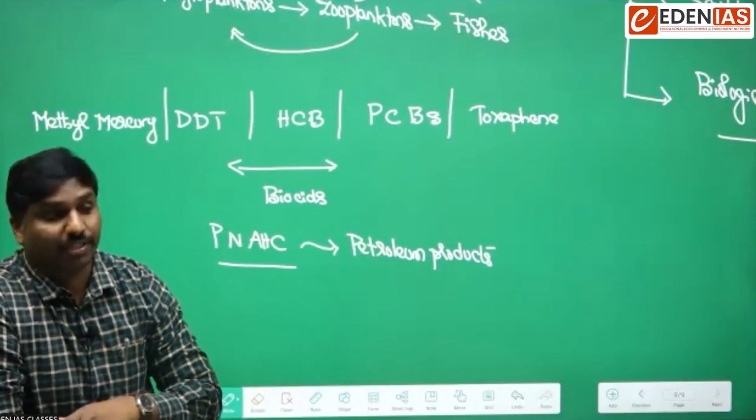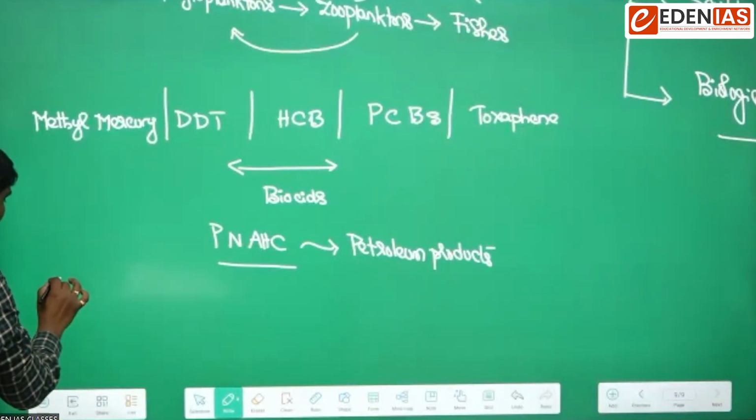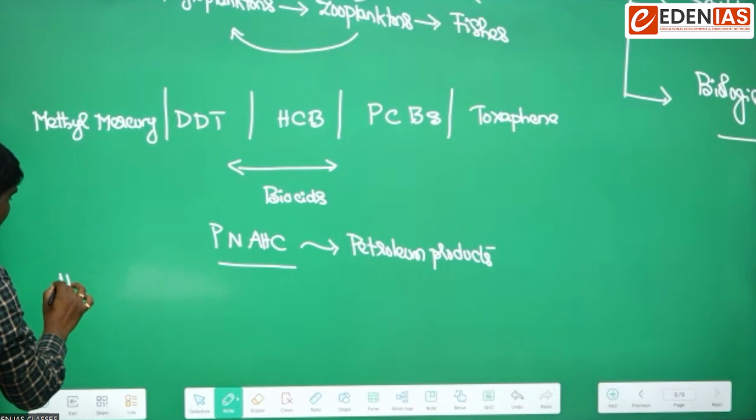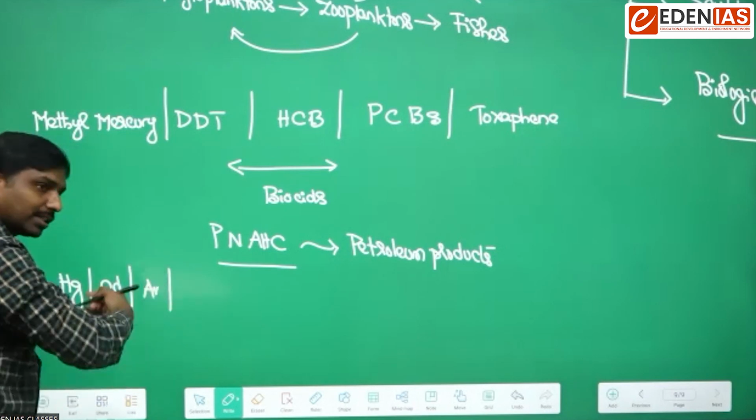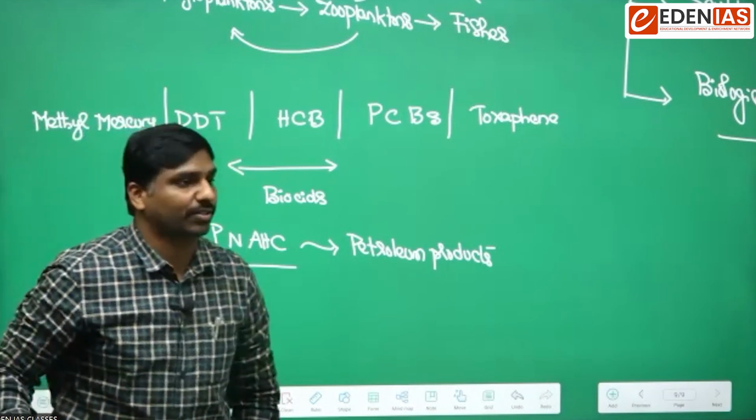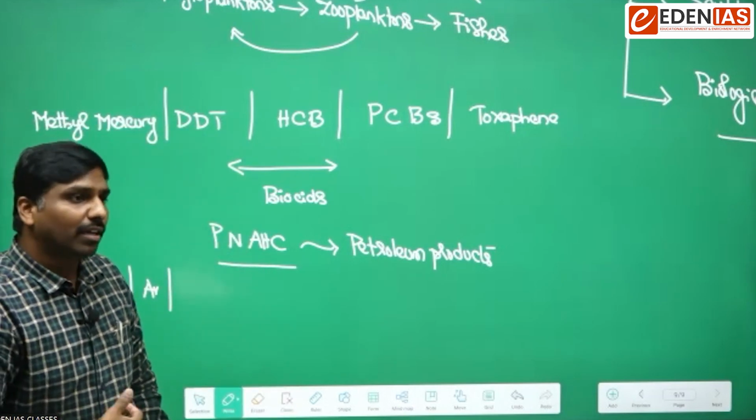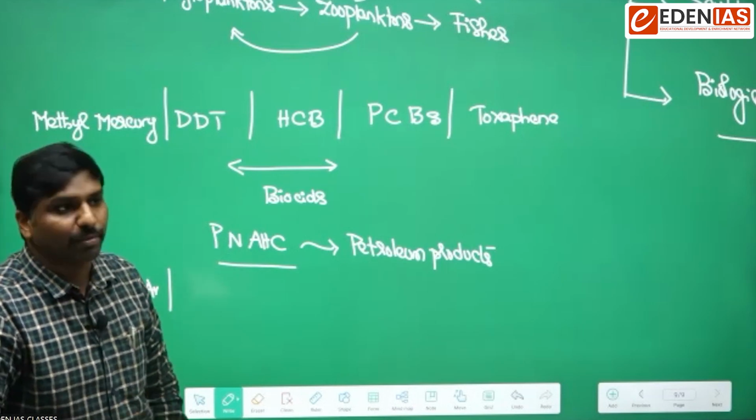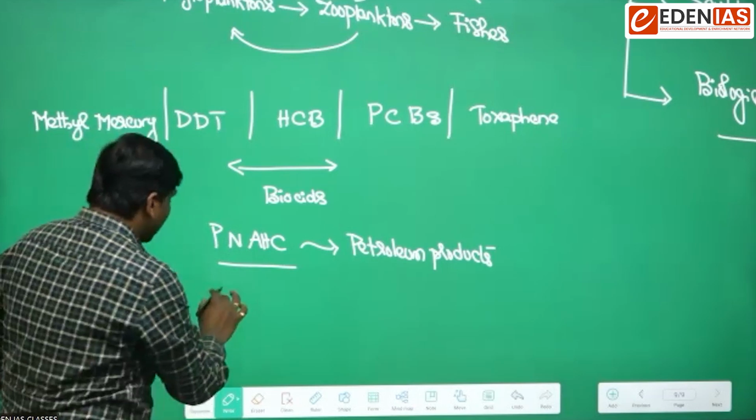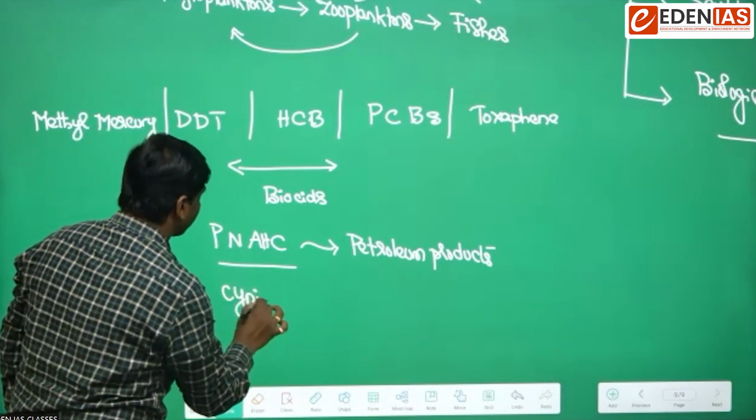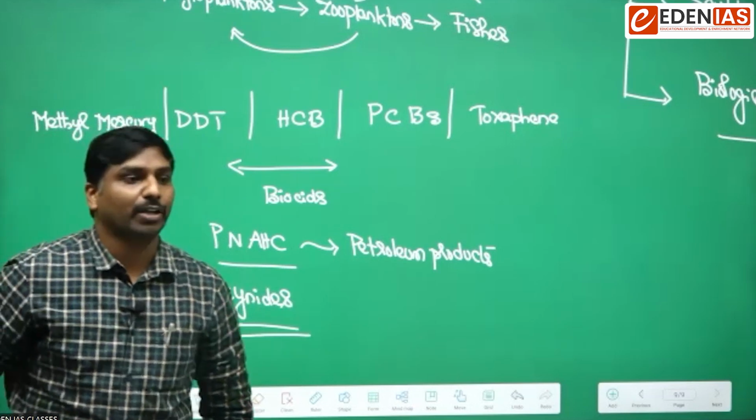Apart from this, there are many heavy metals, like mercury, cadmium or arsenic. It can be mercury, copper, chromium, lead, arsenic, all those things. They also have the ability to get biomagnified. And apart from this, things like cyanides also have the ability to become biomagnified.